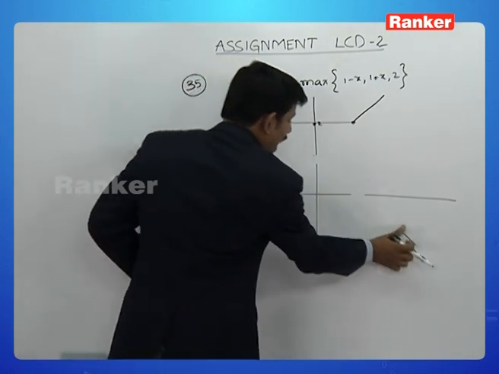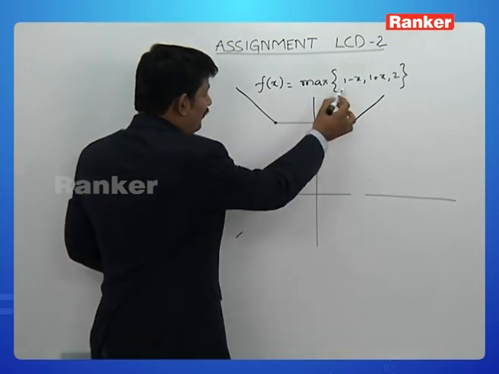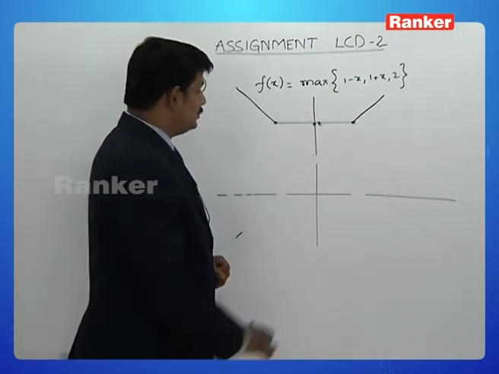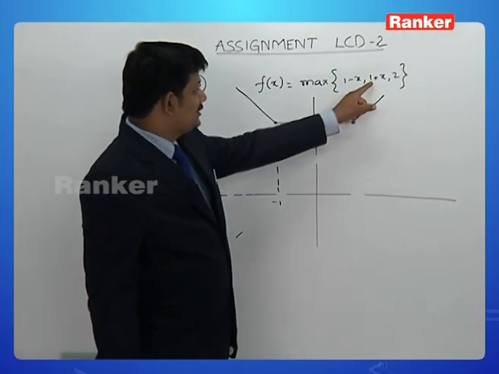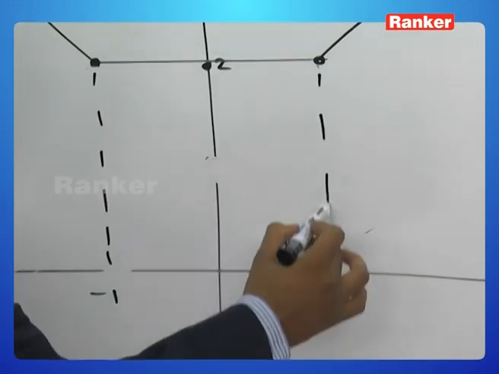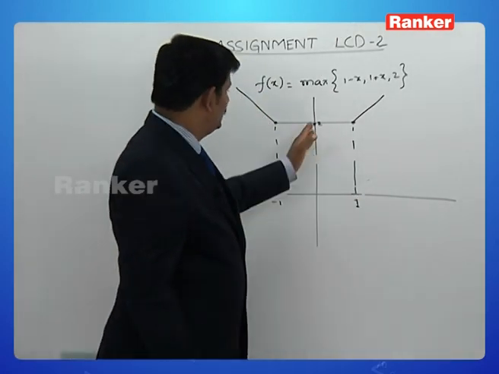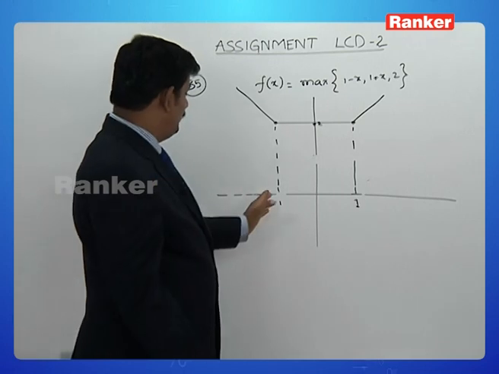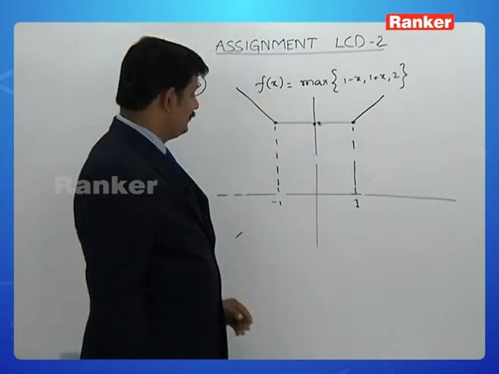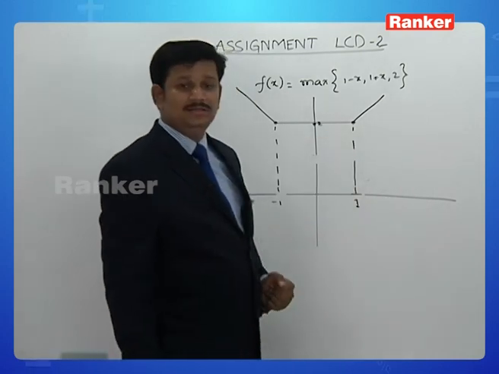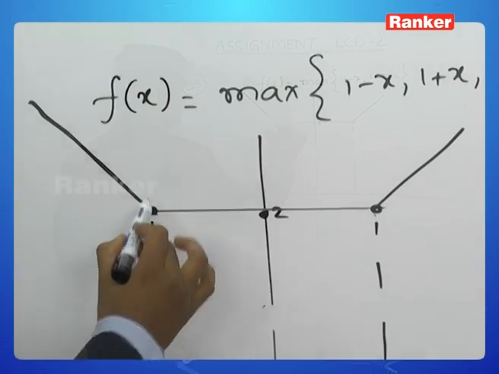So, now we can define f of x. 1 minus x when it becomes 2 is at x equal to minus 1. 1 plus x when it becomes 2 is at x equal to 1. Between minus 1 and 1, f of x is 2. When x is less than minus 1, f of x is 1 minus x. When x is greater than 1, f of x is 1 plus x. So, this is the graph of f of x.